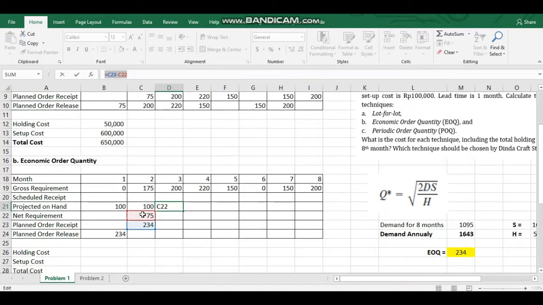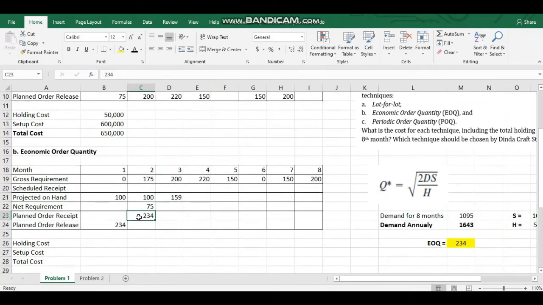Okay, so it's the remaining units that we have on the second month. Now at the third month our requirement is 200, while our projected on hand, or our inventory, is only 159 units. So we still have a shortage of 41 units, and it becomes our net requirement.